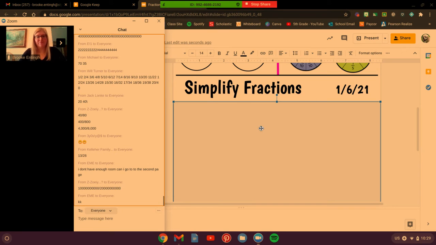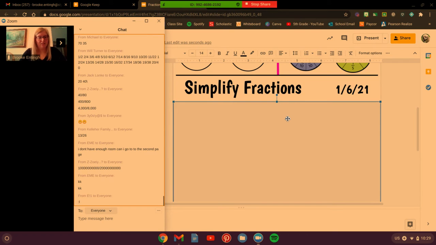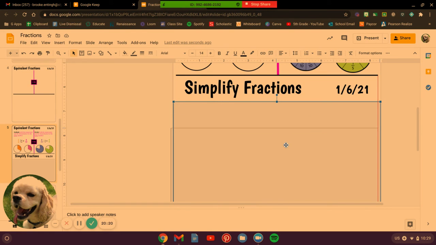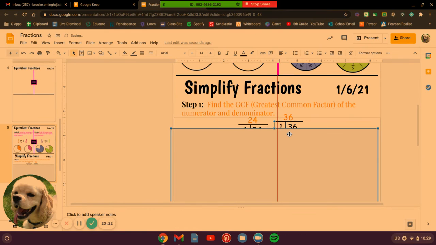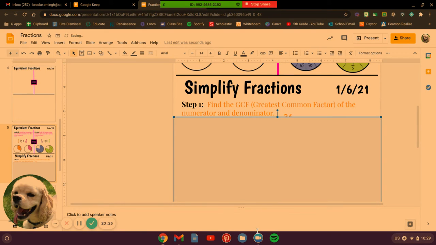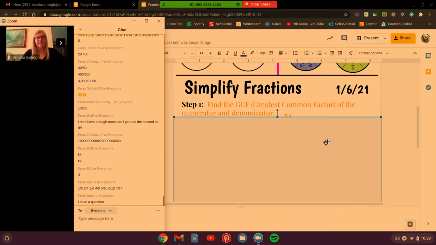Awesome. Okay, so simplify fractions. This is the second part of our lesson. And so there are 2 steps. So the first step is we need to find the GCF. And that's the greatest common factor.